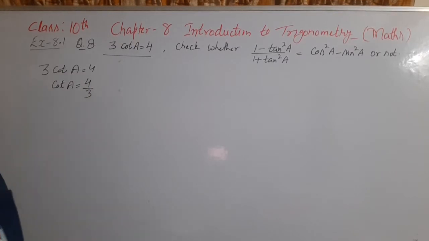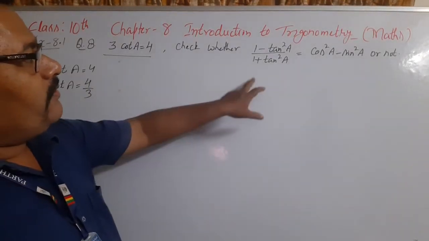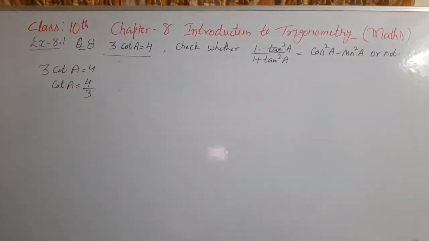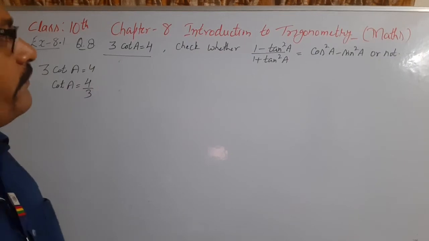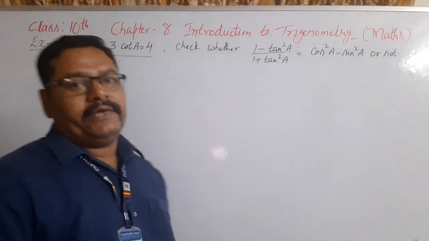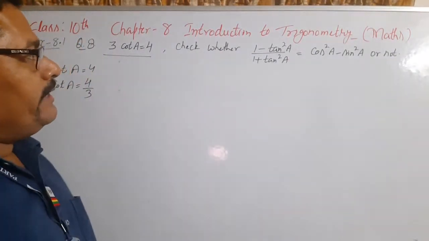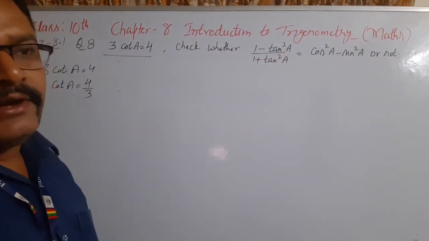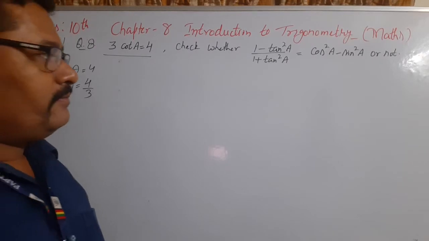After this, we have to check whether 1 minus tan square A upon 1 plus tan square A is equal to cos square A minus sin square A. It means that we have to find the values of tan A, cos A and sin A. Here note that tan square A means the square of the value of tan A.